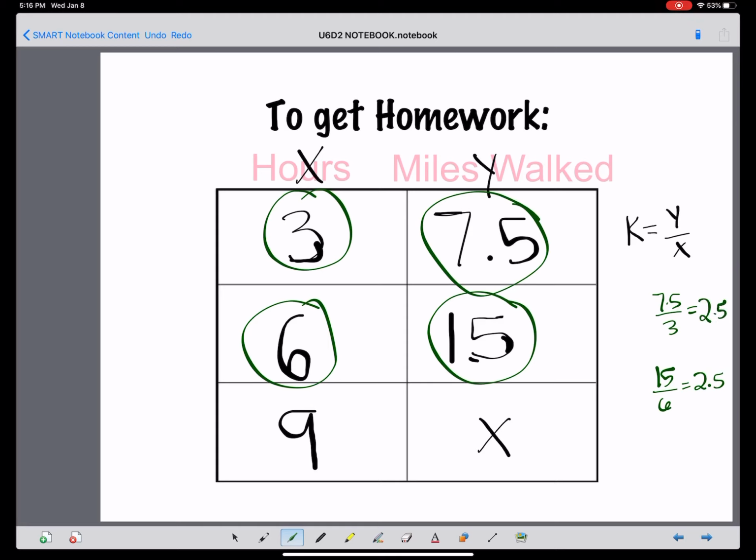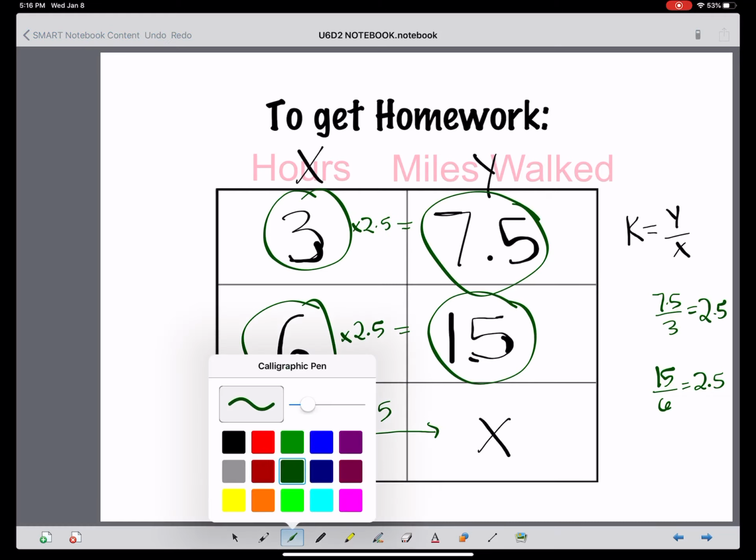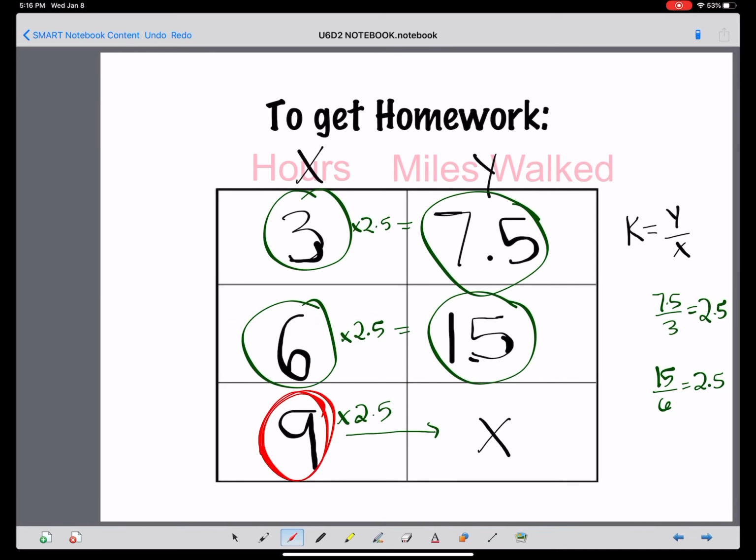Now in order to get from 9 to x, you have to multiply your x value, your 9, by 2.5. Because that's what we did here. 6 times 2.5 gives you 15, and 3 times 2.5 gives you 7.5. So that means 9 times 2.5 will give us our answer, which is 22.5 once again.